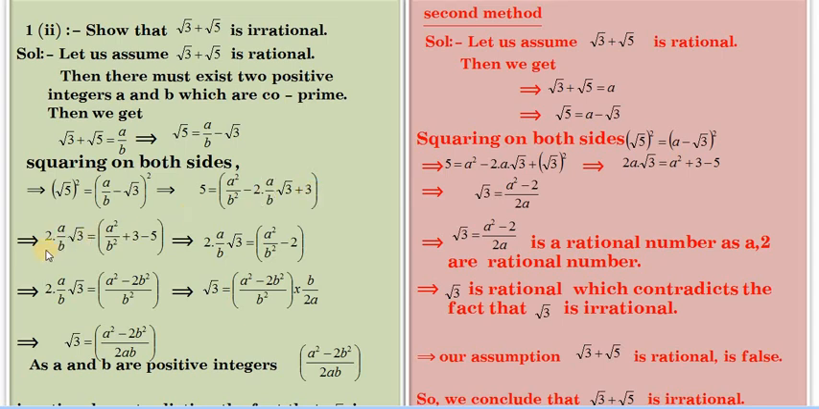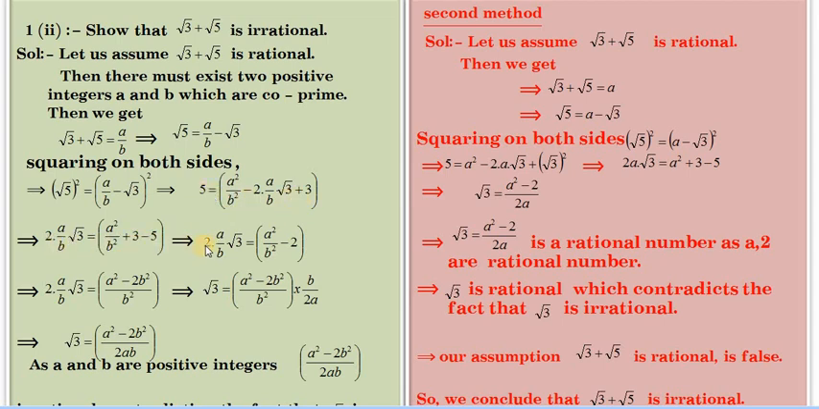Now from this, you transform the middle negative value, which contains root 3, towards the left side, and the value 5 is transformed to the right side. Then this turns positive. So 2 into a by b into root 3 is equal to a square by b square plus 3 minus 5. So this is plus 5. When you bring it to the right side, it will be minus 5.